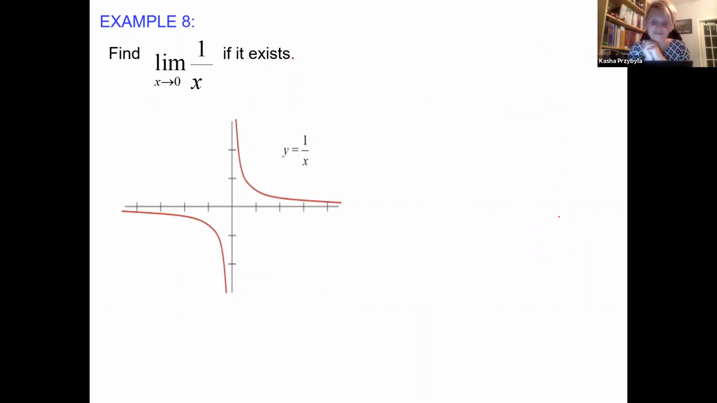Another function: 1 over x, and we will investigate the limit at 0. What is happening with this function at 0 is also undefined, but that's not a problem. We're not looking at 0, we're looking on the left and the right hand side. First of all, do you think it will be worth it to check the left and the right hand side behavior? The left hand side limit and the right hand side limit?